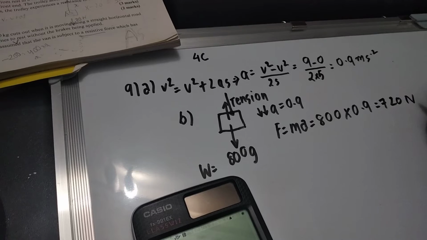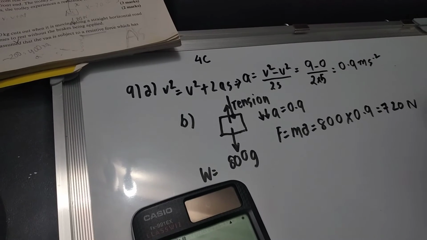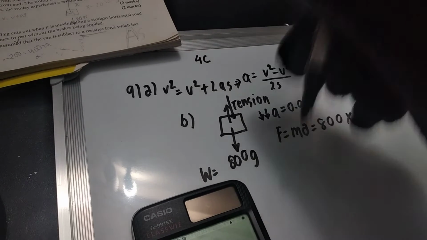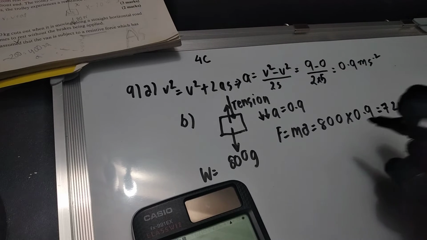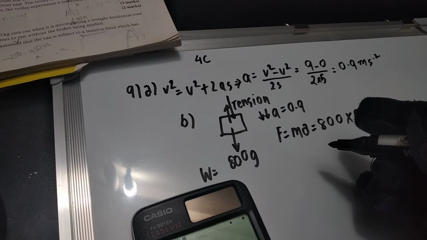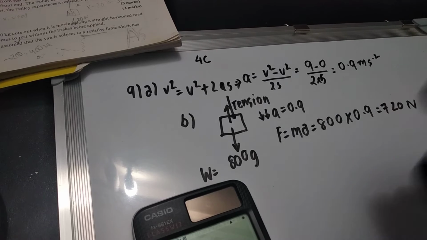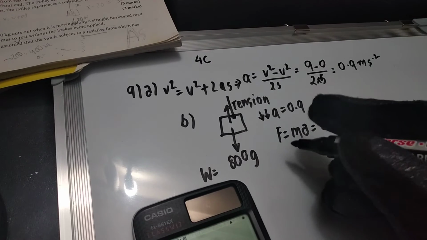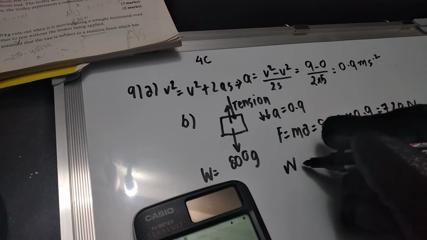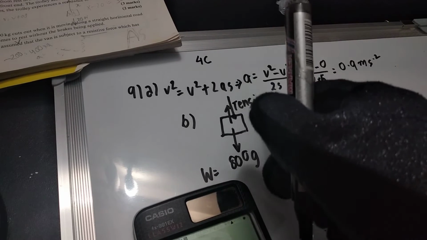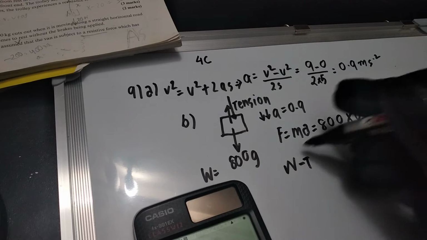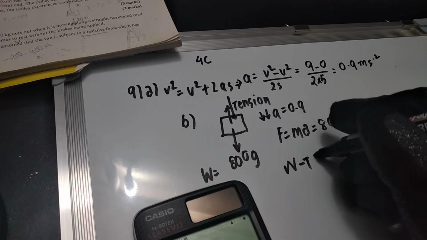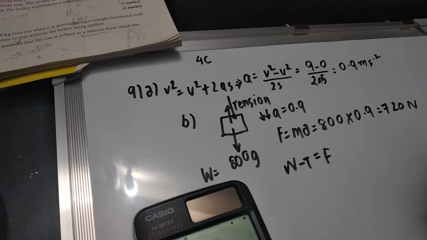720 newtons. Now we know the resultant force is acting downwards because it's accelerating downwards. Therefore, we could write tension subtracted from weight is the resultant force, because weight is acting downwards as well. So weight minus tension. You can see weight is acting downwards, whereas tension is acting upwards, so they are in opposite directions. So we will minus tension from weight to have our resultant force.